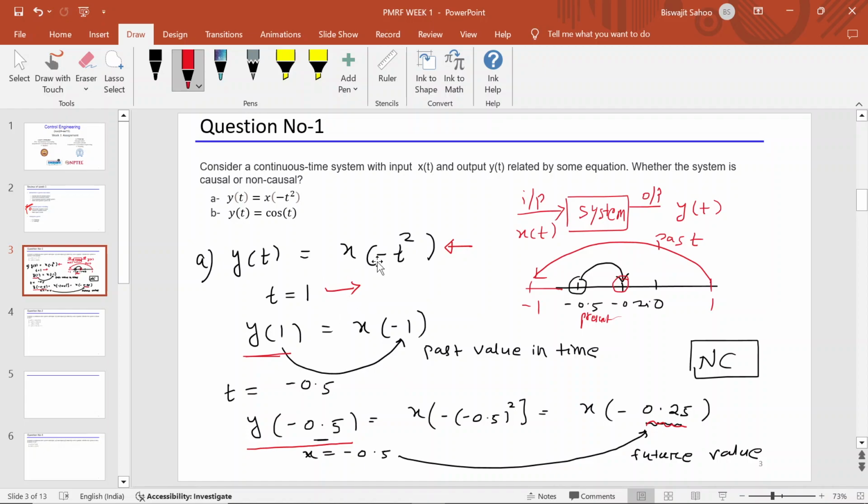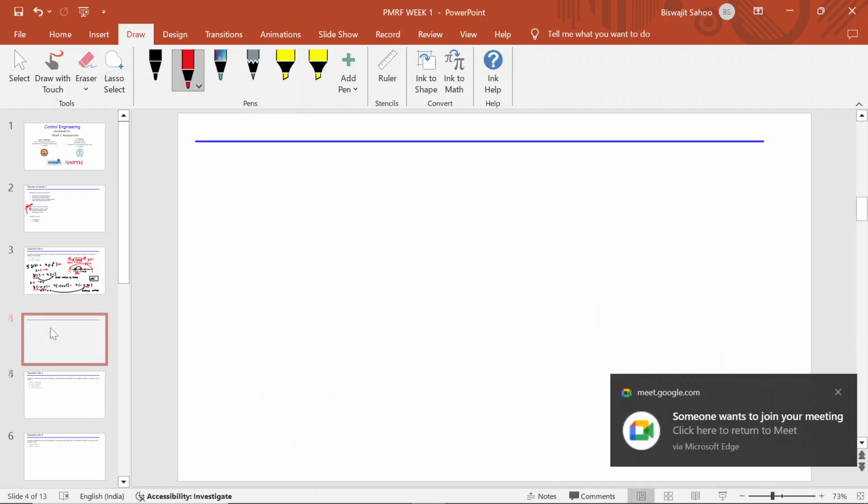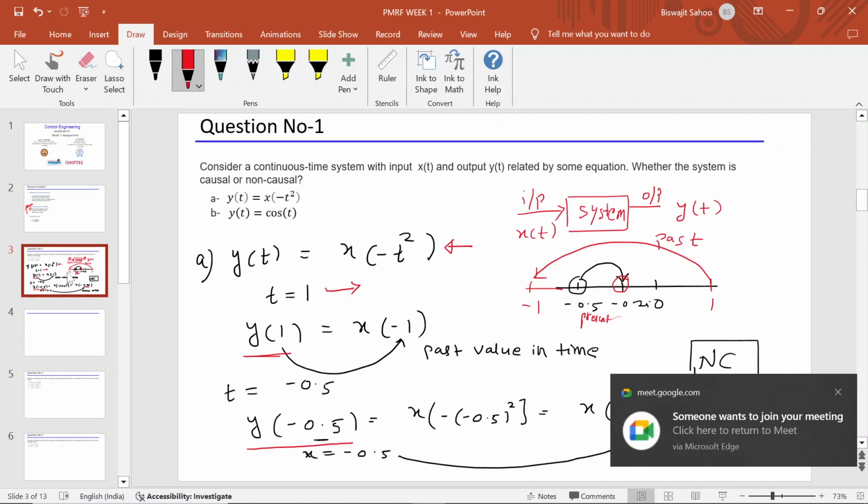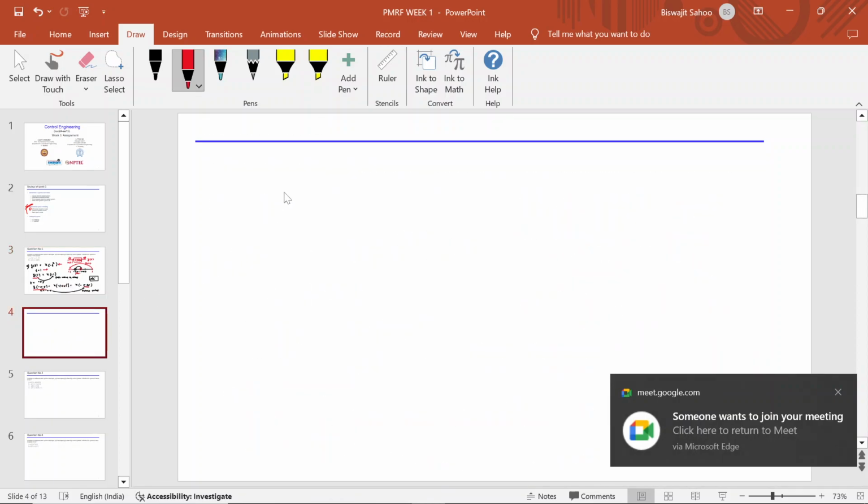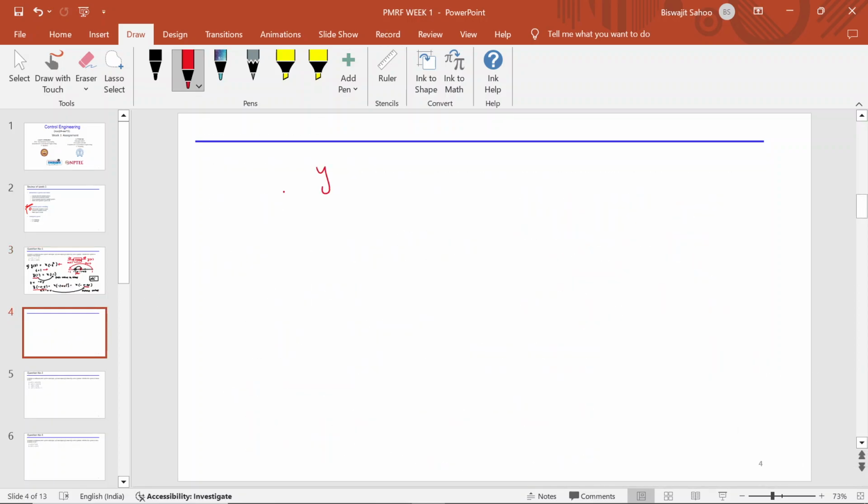Similarly, just try to solve y of t equal to cos of t. Now you can see cos of t. I am just making a blank slide here. So y of t equal to cos of t. Let me write this down. It's non-causal. y of t equal to, let's say, x of cos t.